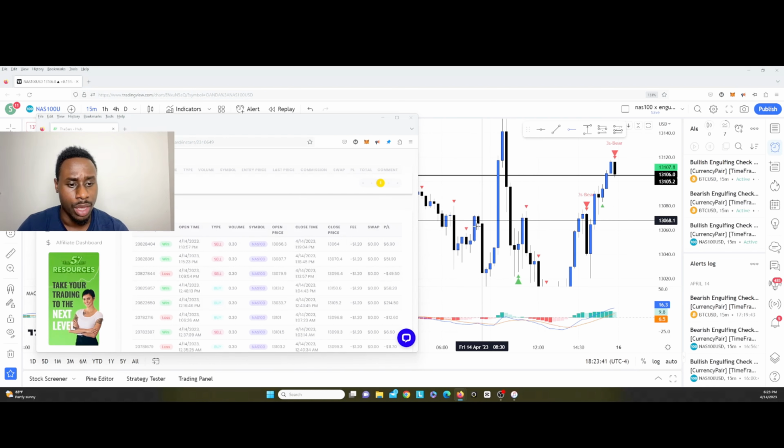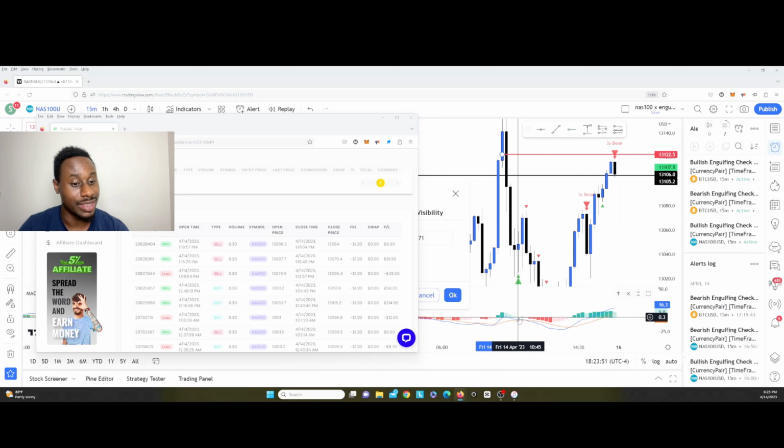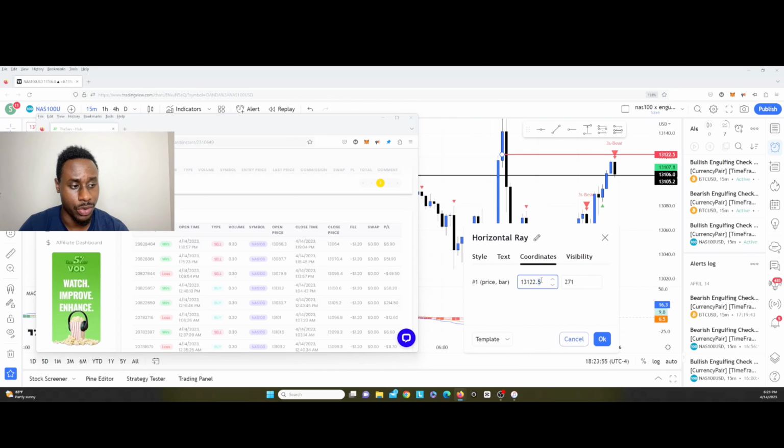So the next trade was on the buy side, and this is something I totally would not recommend. This is like a quick scalp because I'm like, all right, I'm trying to make a quick $50 right now.